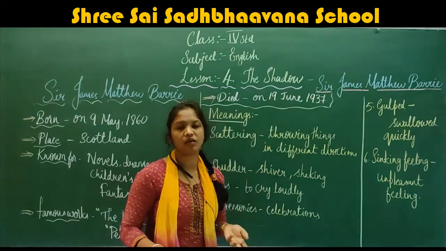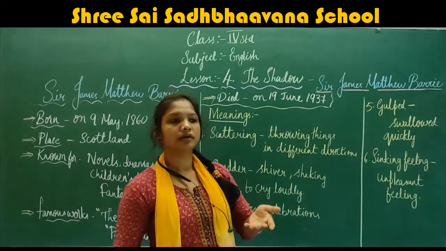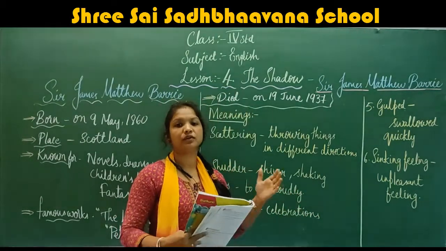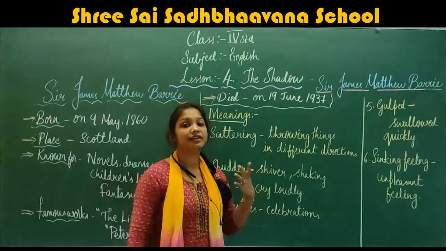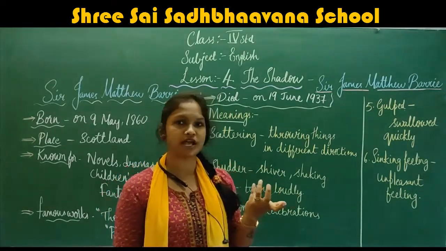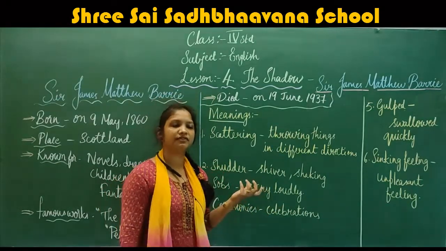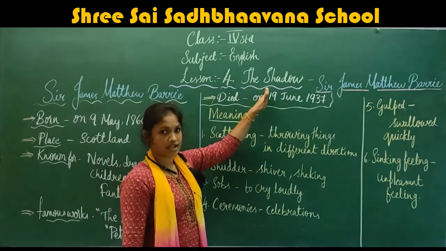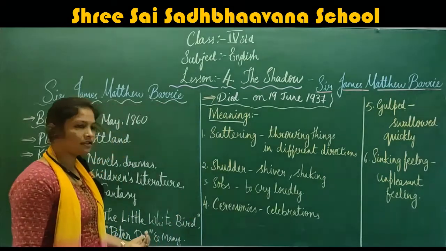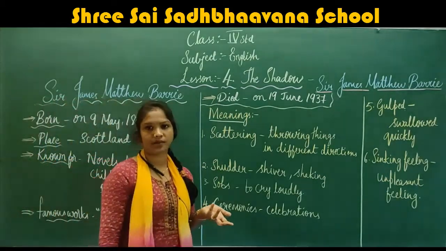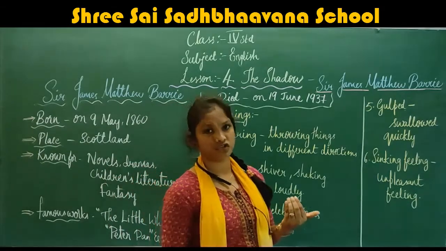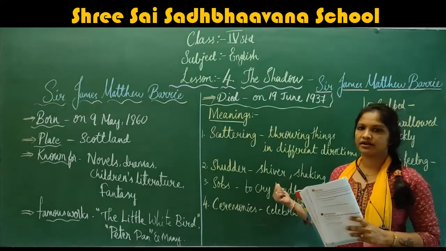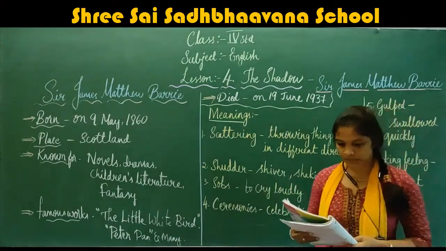Now how will you make a shadow? If you keep an object between the light and another object, then you will get a shadow, right? And we will enjoy making different images through shadows. Here also, this lesson is about Peter Pan. He loses his shadow, and how he gets his shadow back to himself is read in this lesson, children. Okay, we'll move on to our lesson now.